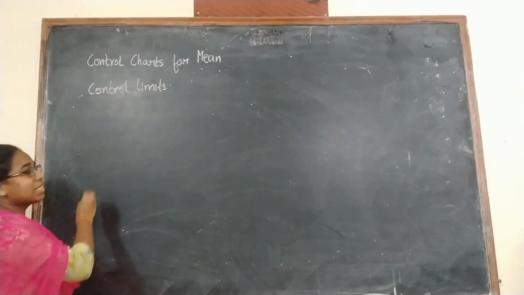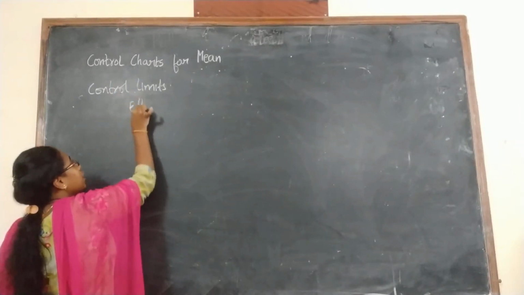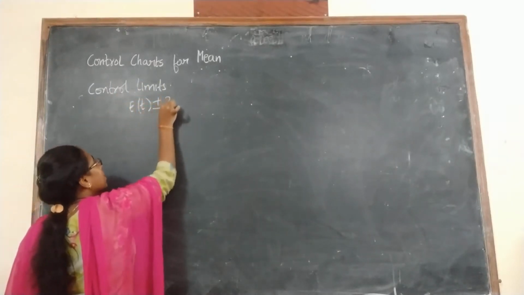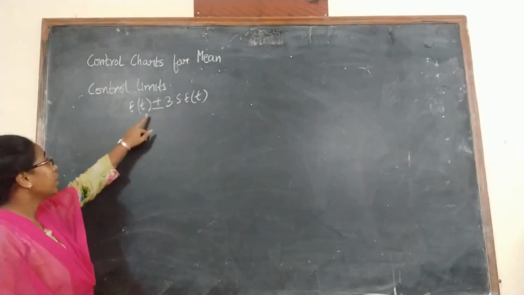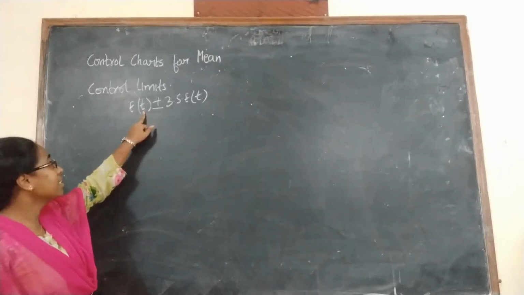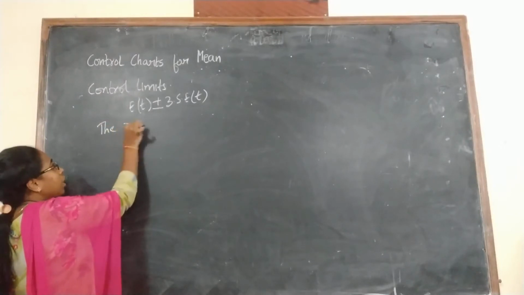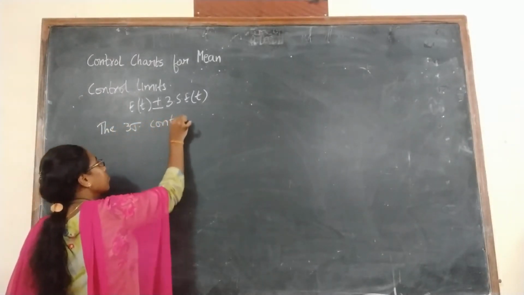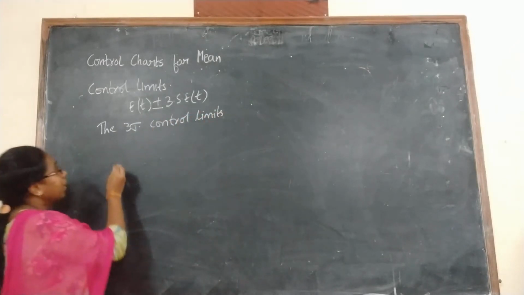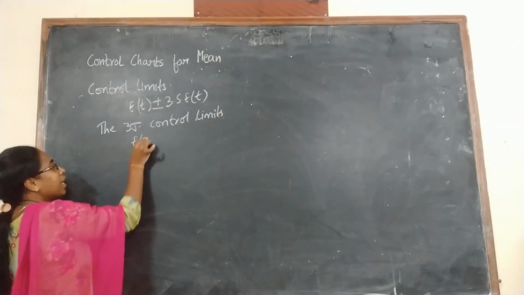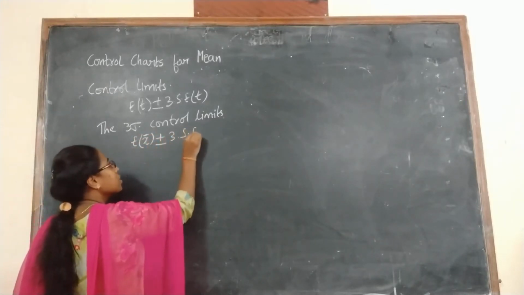So control limits: if t is any statistic, the control limits are given as expectation of t plus or minus 3 into standard error of t. So here our statistic is the sample mean. So the 3 sigma control limits are given as expectation of x bar plus or minus 3 into standard error of x bar.